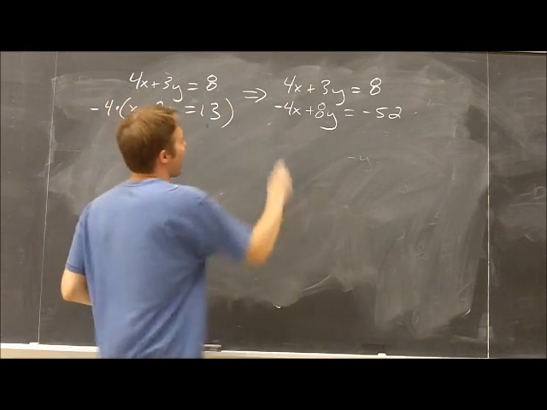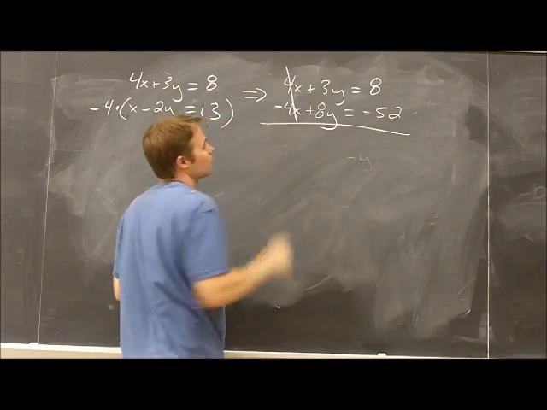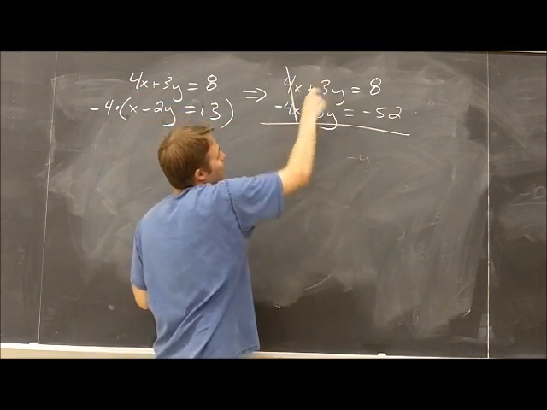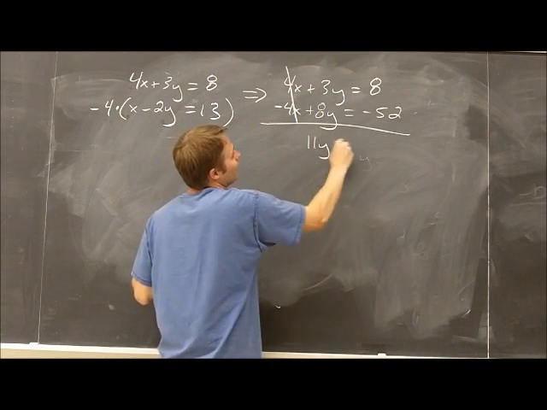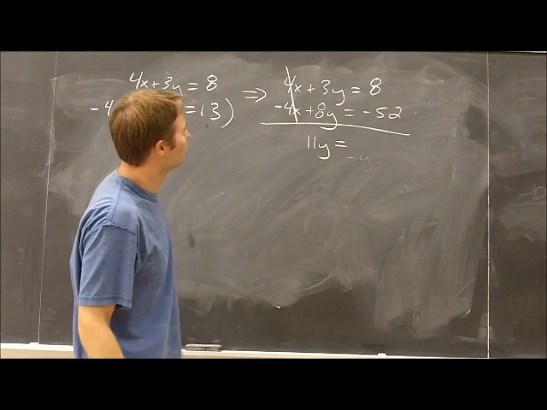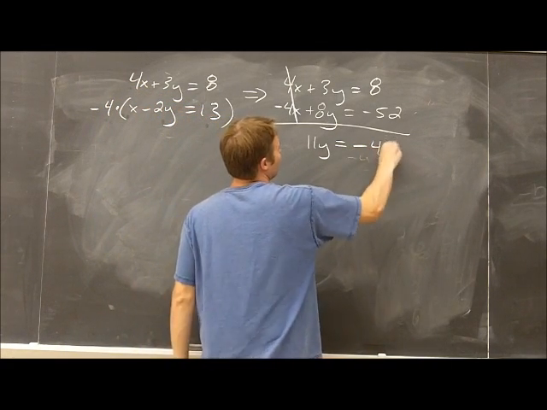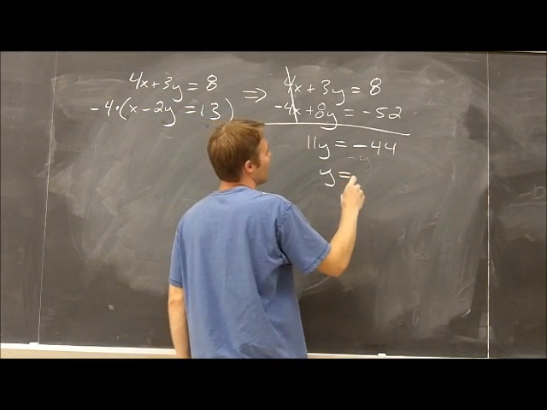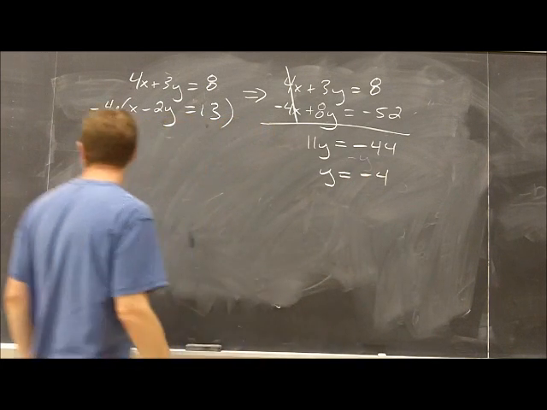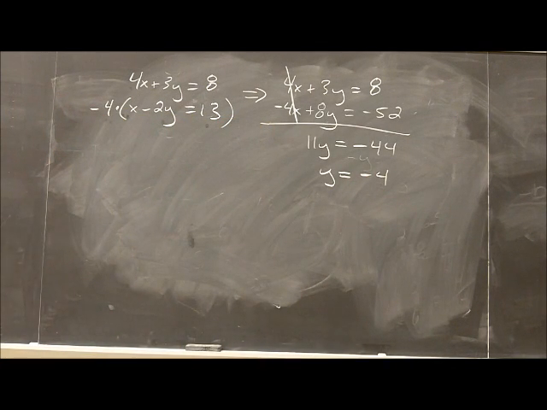And now, if I add these straight down, the x's will go away. 3y plus 8y is 11y. Negative 52 plus 8 will be a negative 44. And when I divide by 11, I get y is equal to negative 4.